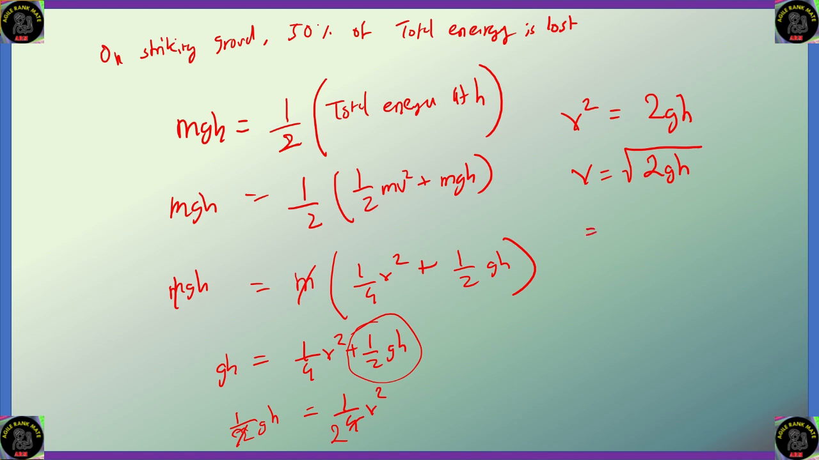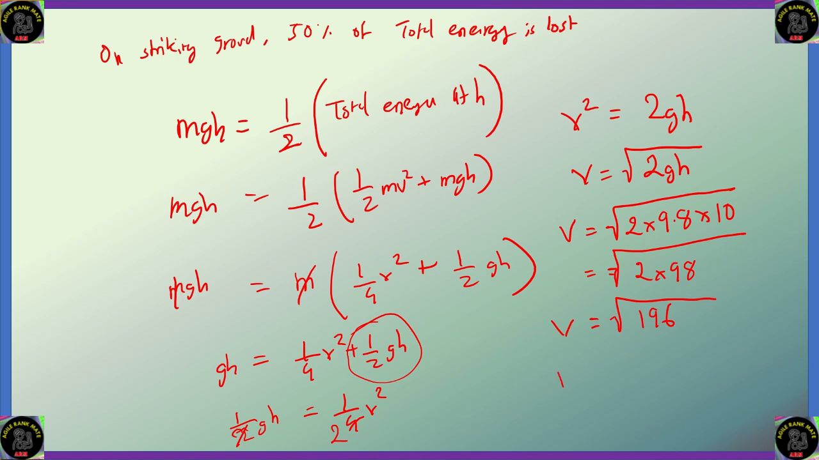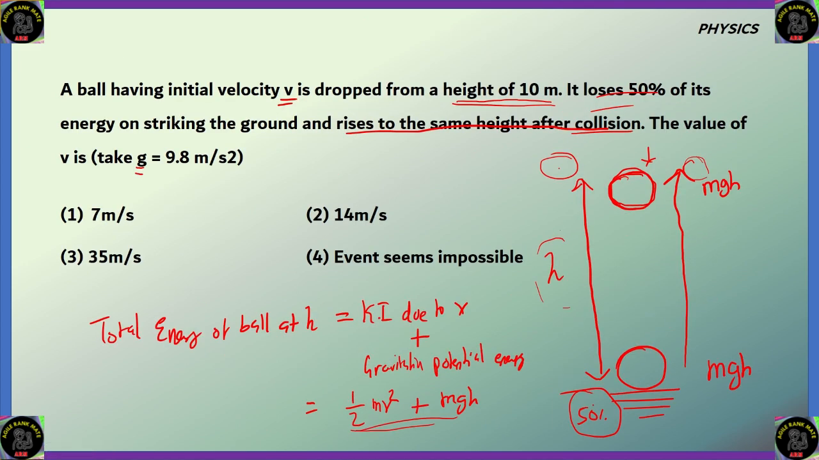Now we will replace the values. g is 9.8 and the height is 10 meters. So this will be equal to root of 2 into 9.8 into 10, which is root of 2 into 98, which is root of 196. Now we know that root of 196 is 14. So v is equal to 14 meter per second. Now if you look at the options, option number 2, 14 meter per second, is the correct answer for this question. The other options are incorrect.